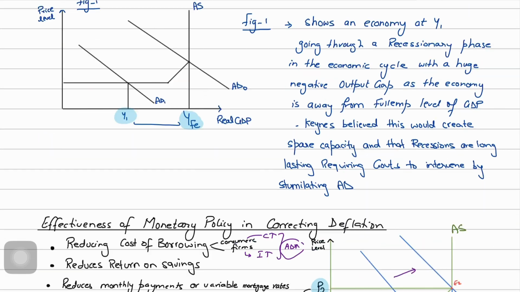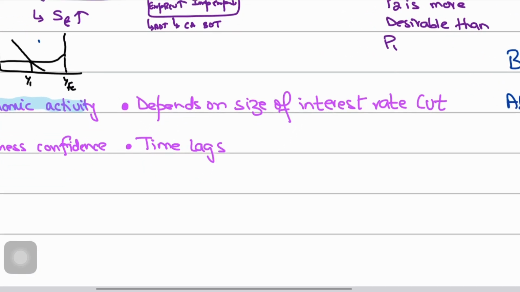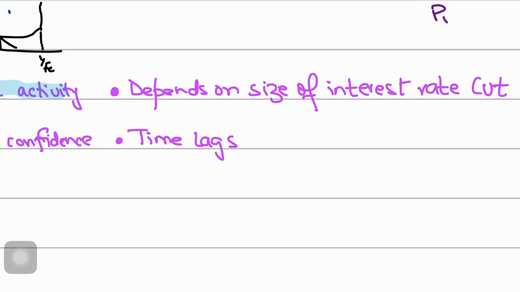So here you could say that expansionary monetary policy alone will not be successful in correcting deflation. The reason being that you could talk about the length of the time lags, because you see, it's a widely accepted fact among economists and policy makers that when you reduce the interest rates, it takes at least 2 years to have full impact on the wider economy.